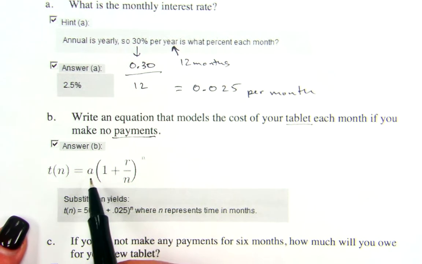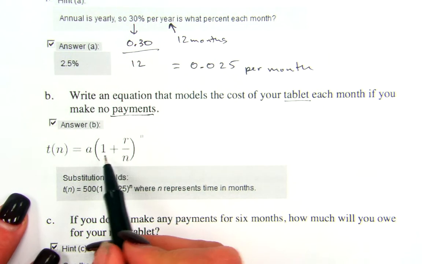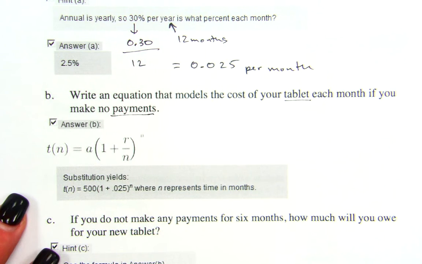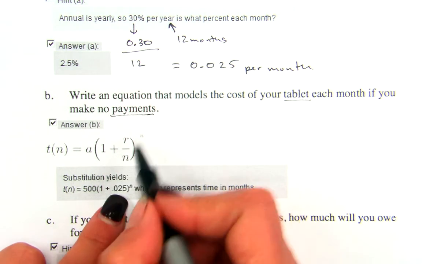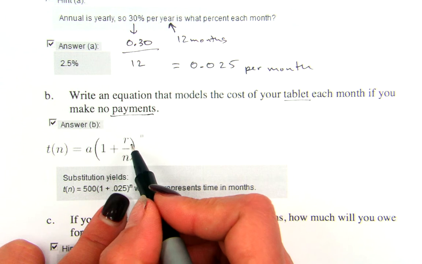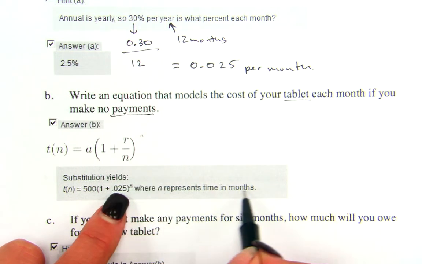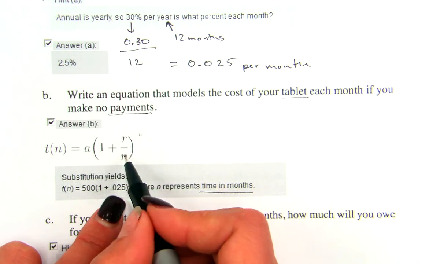So a is going to be the initial amount. Okay, so that's what this information is. And then 1, we're increasing each month. We're not decreasing, right? So 1 plus, and then your rate over the number of, where n is the time in months, right? So we already calculated it.